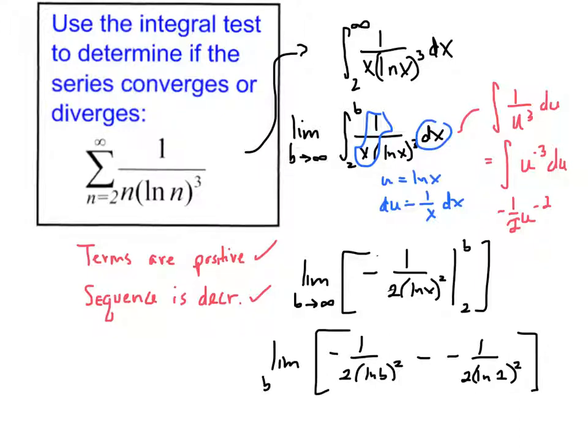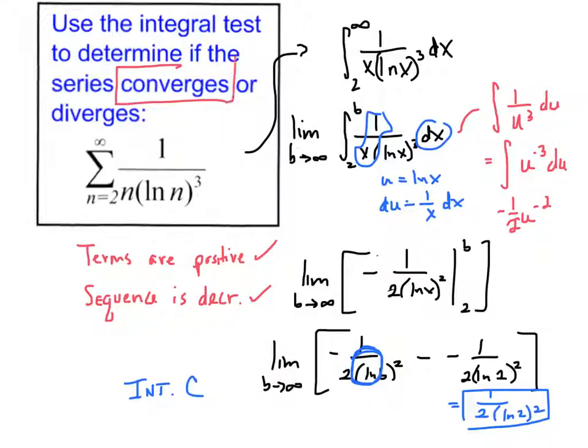as b approaches infinity. Well, as b gets larger and larger, this denominator will continue to get bigger. 1 over something getting bigger and bigger, the limit is 0. Minus a negative 1 over 2 natural log 2 squared, the answer will just be 1 over 2 natural log of 2 squared. So we can get an answer there. And because we can get an answer, the integral converges, and therefore the original series converges as well.